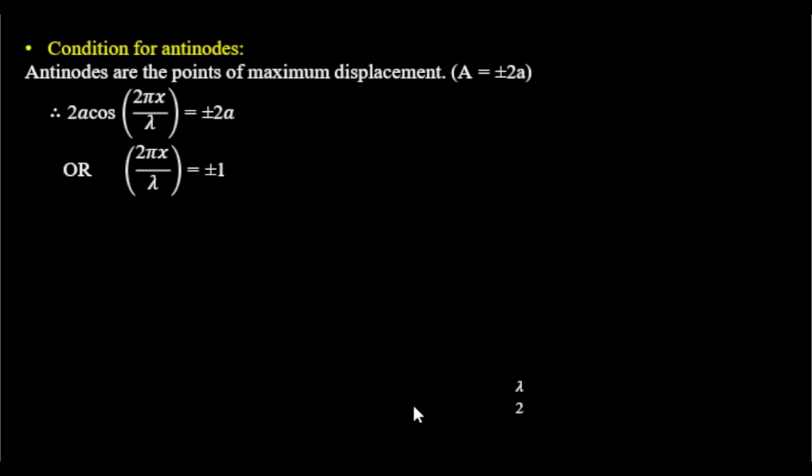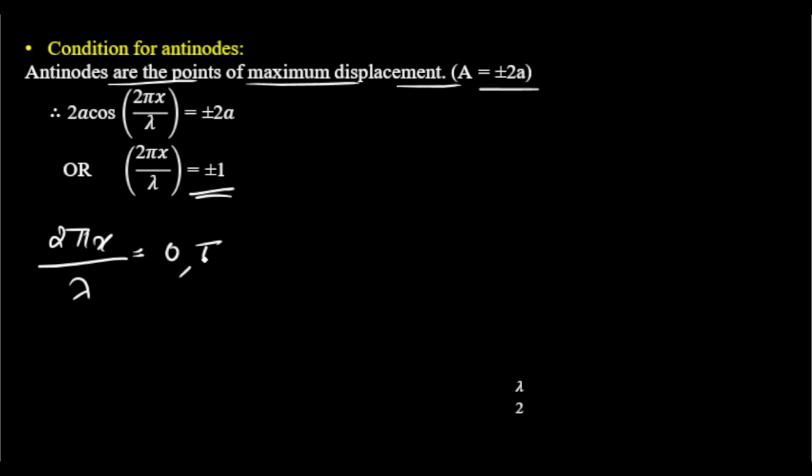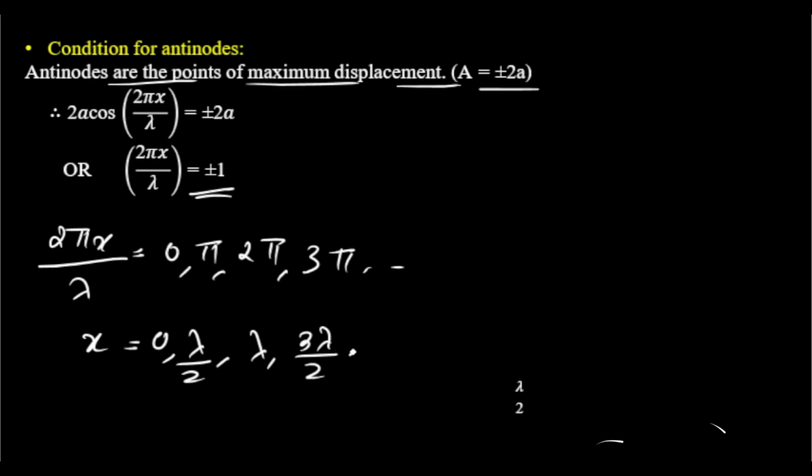Now let us know about the condition for antinodes. Antinodes are points of maximum displacement, so A is equal to plus minus 2a. So 2a cos(2 pi x by lambda) is equal to plus minus 2a, or cos(2 pi x by lambda) is equal to plus minus 1. By solving this, we get 2 pi x divided by lambda is equal to 0, pi, 2 pi, 3 pi, and so on. So x will be 0, lambda by 2, lambda, 3 lambda by 2, and so on.